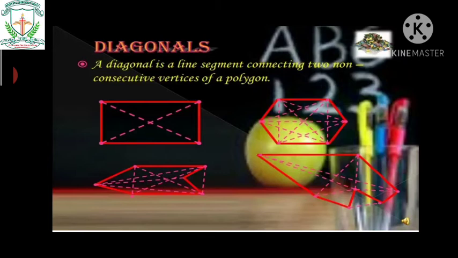In today's class, first we'll understand what is diagonals. A diagonal is a line segment connecting two non-consecutive vertices of a polygon.